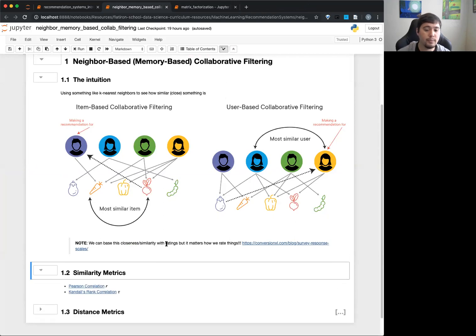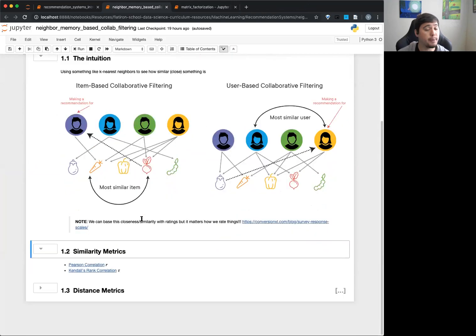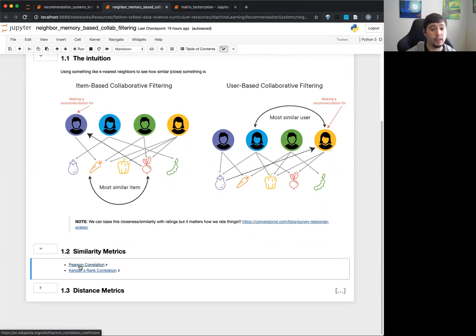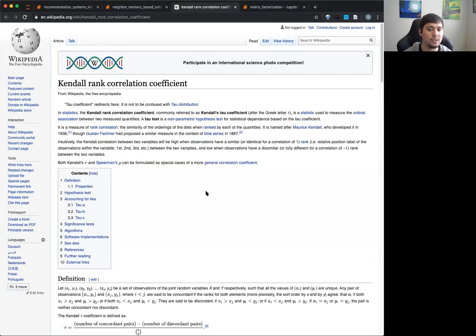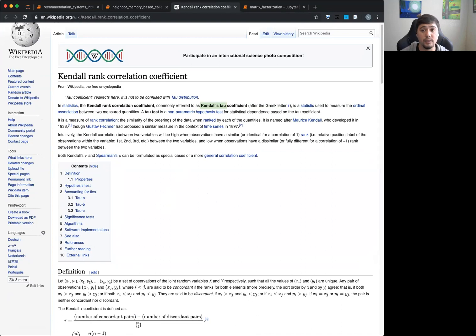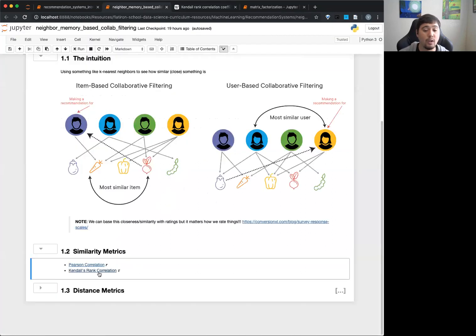Okay, so some review of how we can measure similarity. There's a bunch of ways we can do this. One is Pearson's correlation. We've seen this before, going from -1 to 1, whether it's negatively correlated or positively correlated. There's also Kendall's rank correlation, which is very similar to Pearson's r. It uses tau in this case, so it's also called Kendall's tau coefficient or Kendall's tau correlation, and it also goes from minus one to one. This isn't all of them, but these are a couple of common ones that are used.